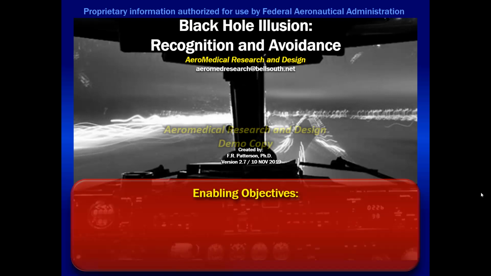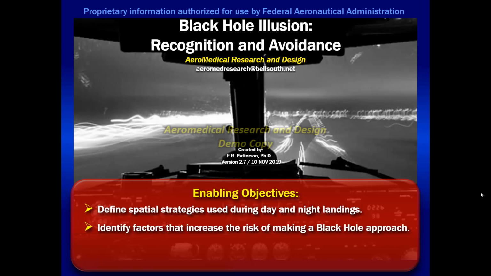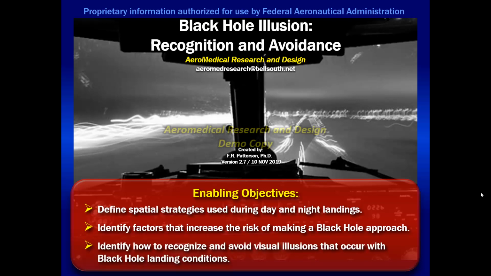Enabling objectives presented over the course of this training are designed to help pilots define the spatial strategies used during day and night landings, identify the factors that increase the risk of making a low and fast black hole approach, and identify how to recognize and avoid visual illusions that occur with black hole landing conditions.